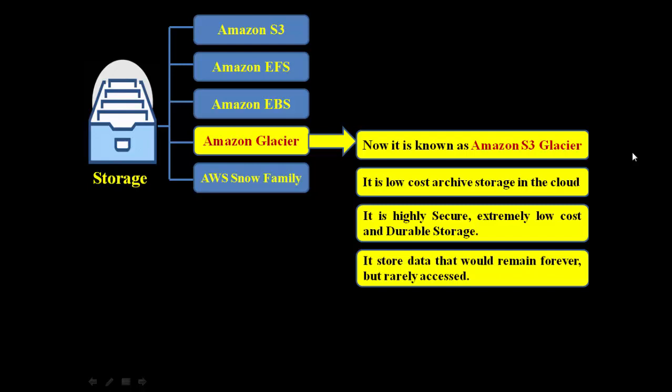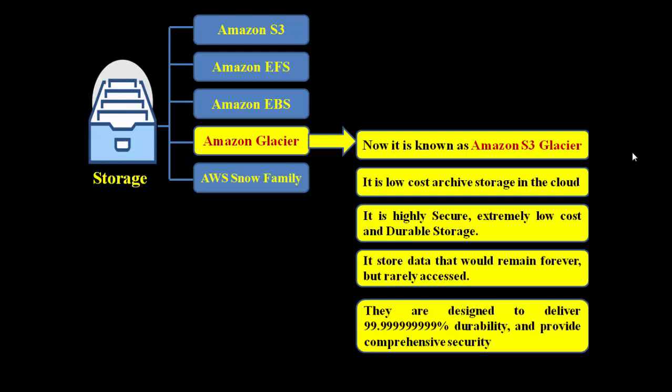Just take one example. Suppose for any company, they have a number of reports of past years, and all these reports are very important, so it is required to store them inside our database. But normally we are not accessing data once in a year, once in a month, whenever it is required, at that time we are retrieving data from the database. So in this situation, we can store this kind of data which is important, but which we rarely access, inside the Amazon Glacier. They are designed to deliver 99.999999999 percent, that is 11 nines durability, and provide comprehensive security.